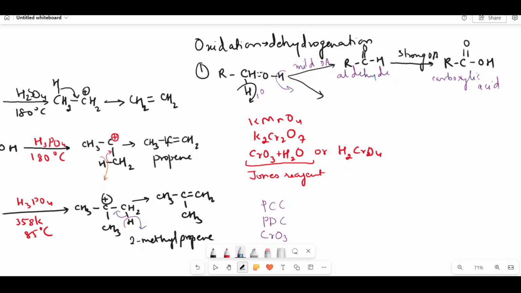If, instead of using a mild oxidizing agent, we use a strong oxidizing agent here itself, then there will be direct formation of carboxylic acid. It will not undergo so many steps. It will not undergo this step. Directly it will form carboxylic acid when we use a strong oxidizing agent.